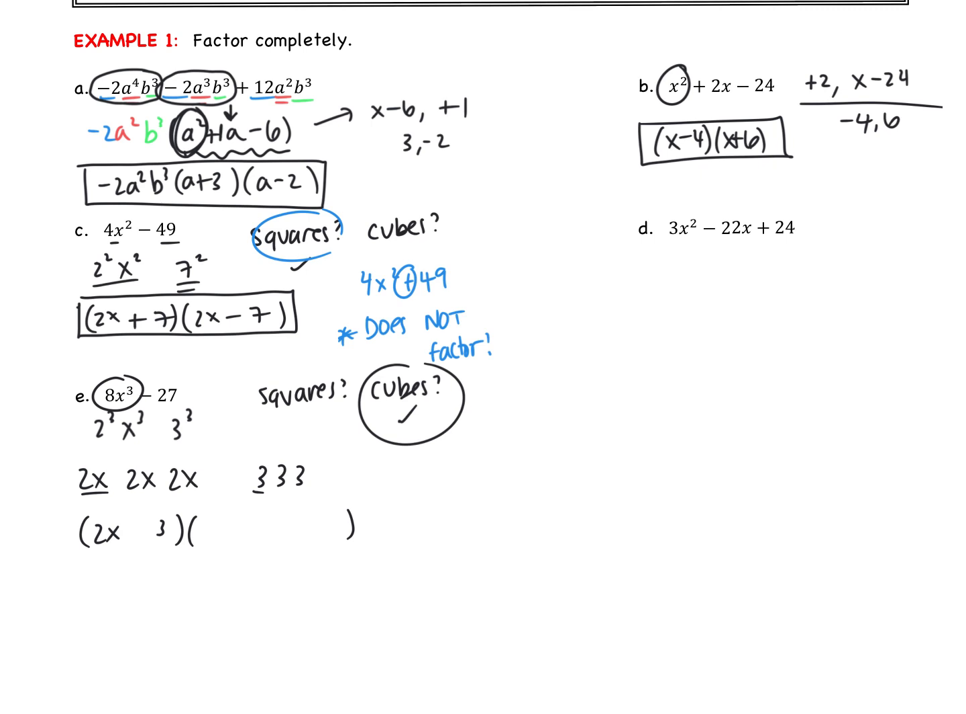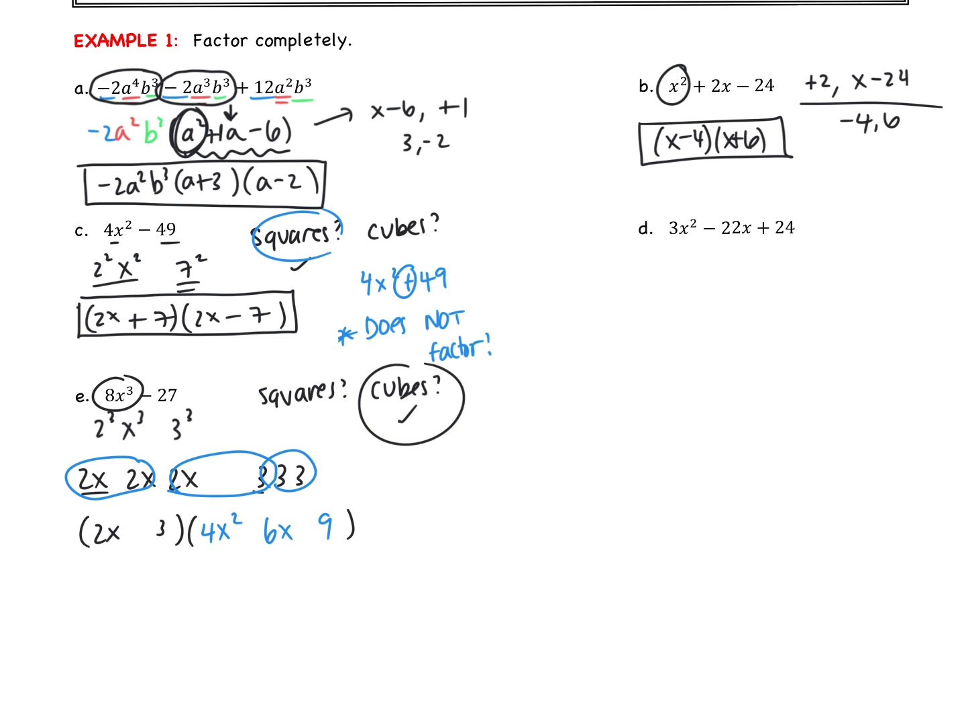Second set of parentheses, you are looking at the pairs of numbers. And you're going to multiply. So 2x and 2x gives us 4x squared. 2x times 3 gives us a 6x. And 3 times 3 gives us a 9.